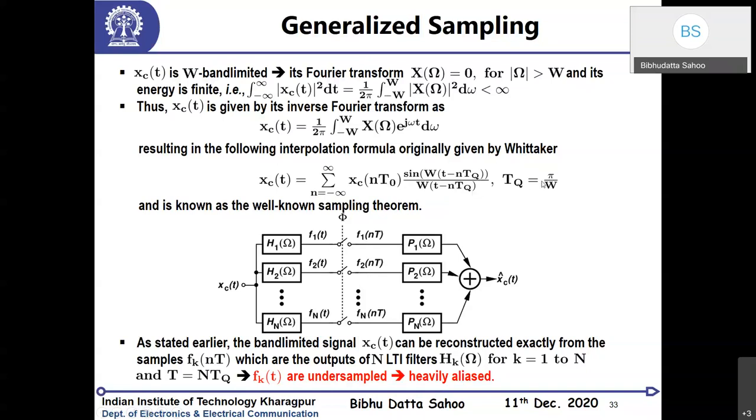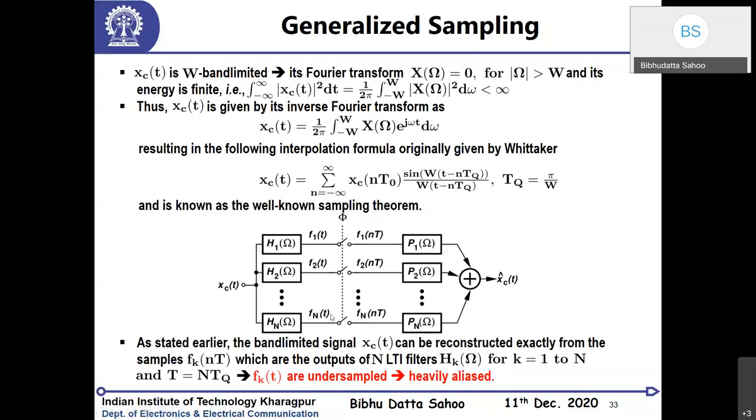This is the Nyquist rate of sampling, passing it through this sinc function, which is the time domain response, and in the frequency domain this is a rectangular low pass filter. And this is known as the well-known sampling theorem. So this is the reconstruction of the analog signal.